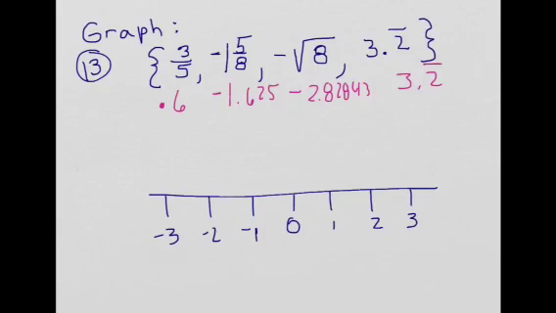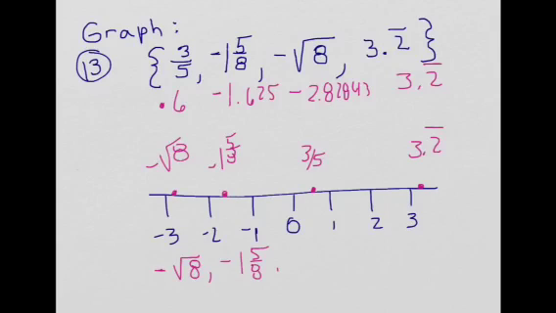0.6 is going to be just a little bit over a half, so we're going to put 0.6 here. -1.625 is going to be a little bit more than -1/2, so we're going to put that one there. And remember that we're using the original number, so we don't want to put 0.6 there, we want to put 3/5 there. And then we have -2.824, so that's going to be almost close to -3. So that's negative square root of 8. And then 3.2 repeating is going to be just past 0.2 repeating. So now we can do least to greatest. For least to greatest, it's negative square root of 8, negative 1 5/8, 3/5, and 3 and decimal 2 repeating.